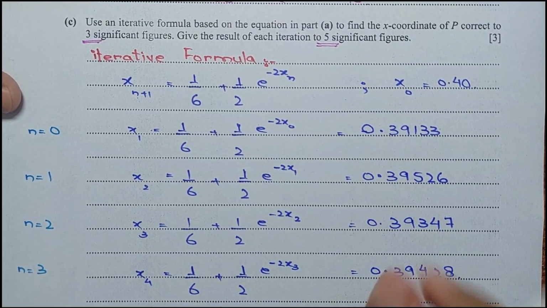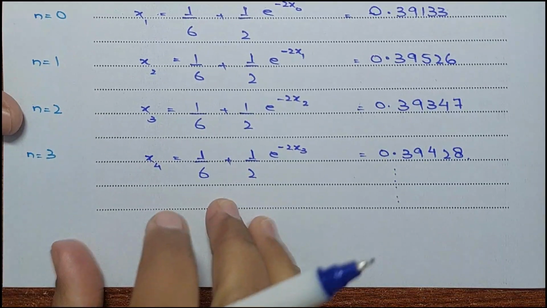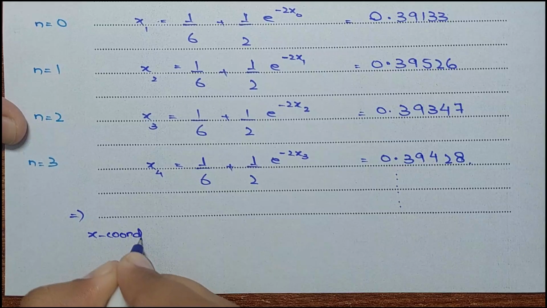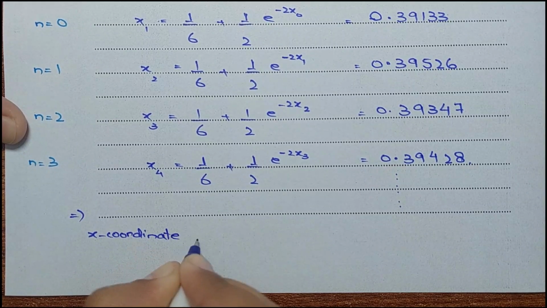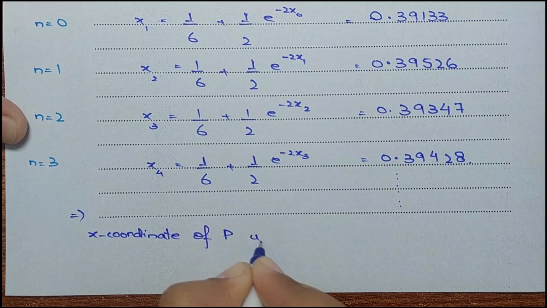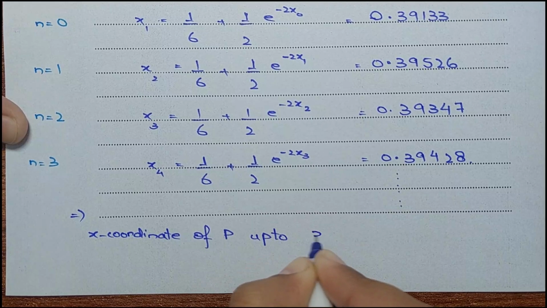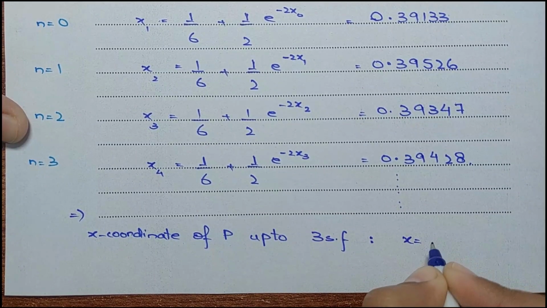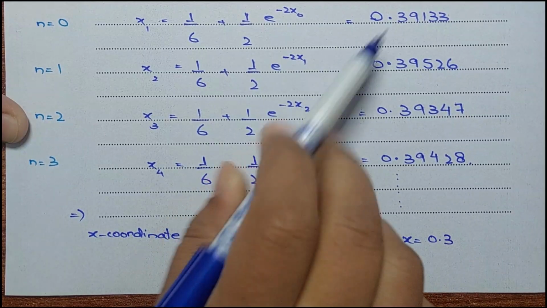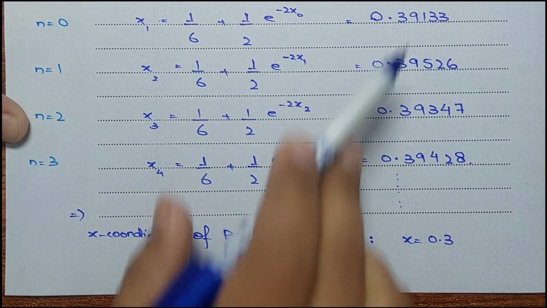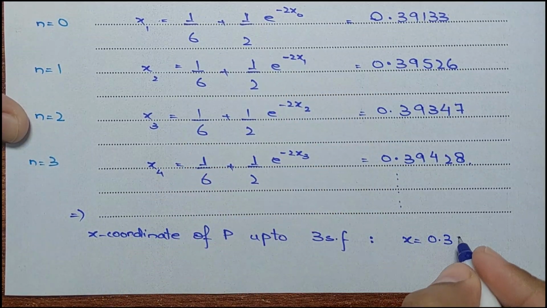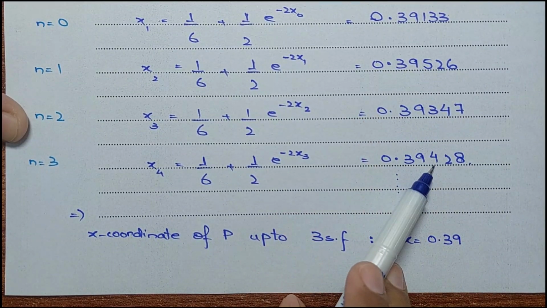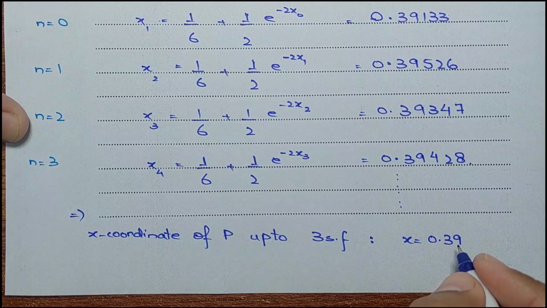Now, we need to give the x coordinate of P up to three significant figures, right? This implies the x coordinate of P up to three significant figures is x equals 0.39. You can see 0.3, 9 is a constant, and then we have 3, 5, 2, 3, 4, 4, 2. So it's 4 we can take.